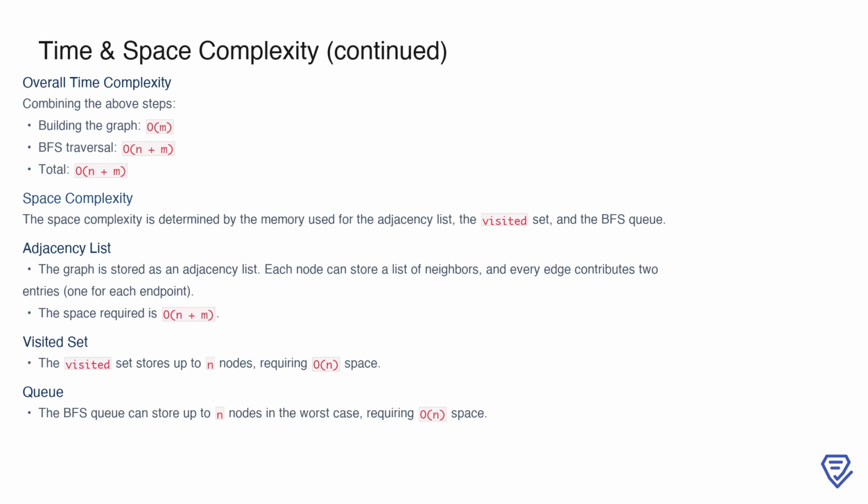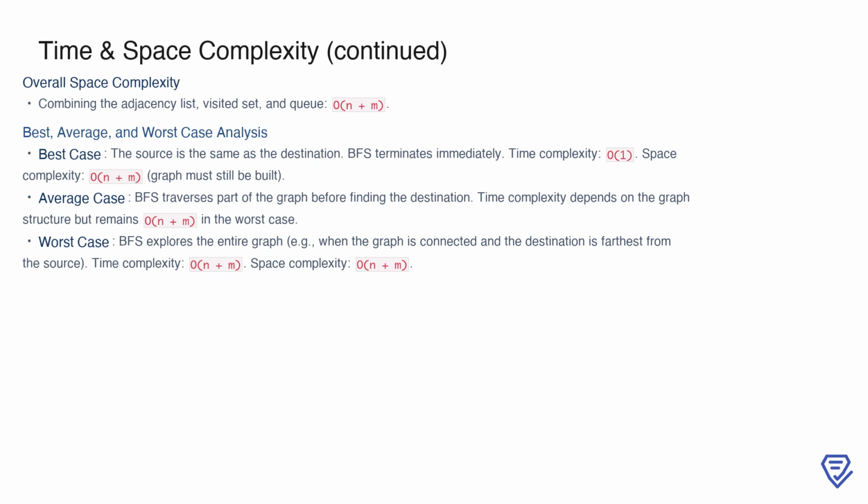Finally, the BFS queue is used to manage the nodes that are actively being explored. In the worst case, it could store up to n nodes, which also requires O(n) space. Summing these components, the overall space complexity is O(n + m). Combining all components, the total space complexity of the algorithm is determined to be O(n + m).